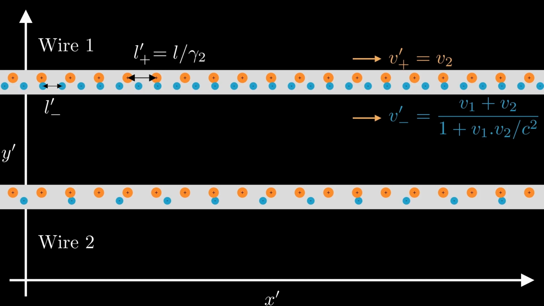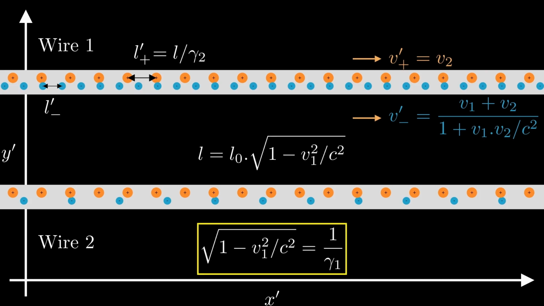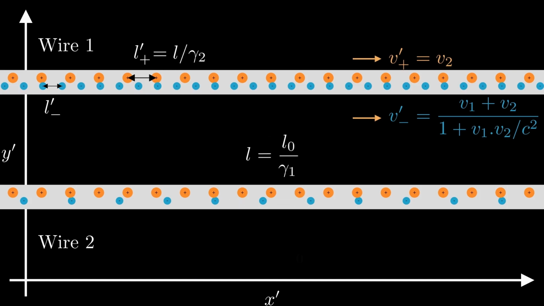We have to first calculate the separation of the electrons in their rest frame. Remember that in the laboratory frame, the electrons in wire 1 are moving with velocity v1 and their separation is L. Therefore, if the separation of the electrons in their rest frame is L0, then as per relativistic length contraction, L equals L0 multiplied by the square root of 1 minus v1² over c², which can be rearranged as L0 equals L multiplied by gamma 1.